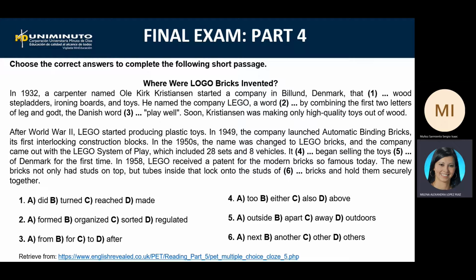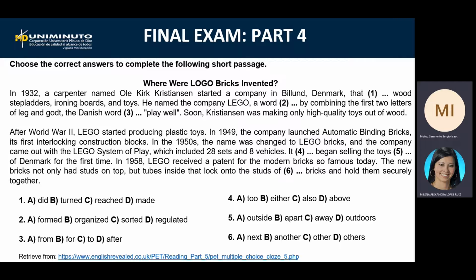Remember, the final exam is going to have 10 questions, but I'm doing it this way because it's easier for me and for you to read. We're going to complete the following short passage about where Lego bricks were invented. You'll choose the best answer, A, B, C, or D. There will be 4 options. We're going to have verbs, prepositions, and so on.